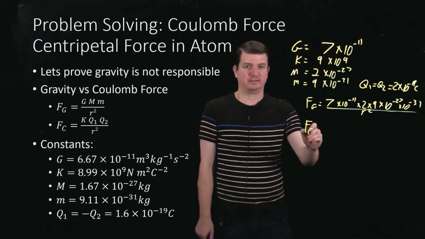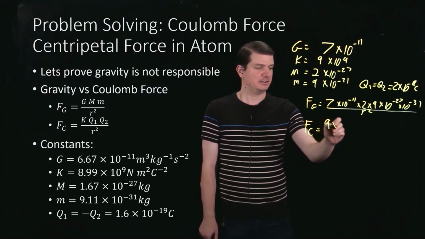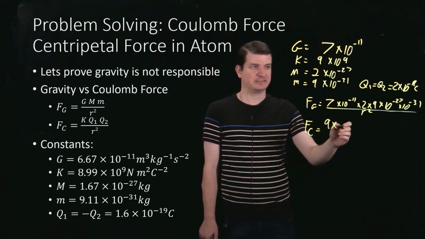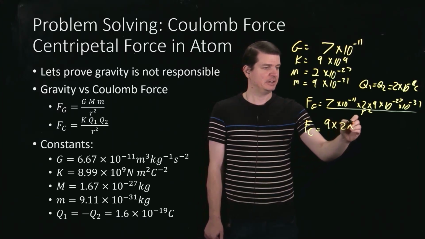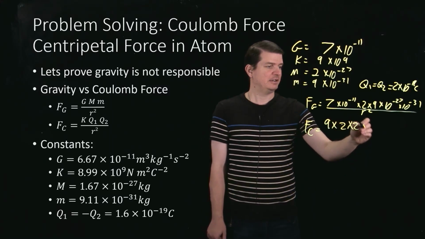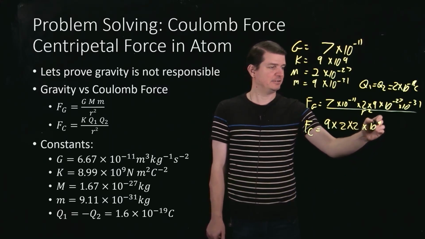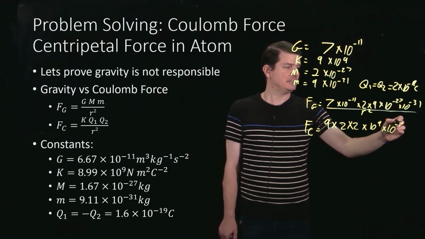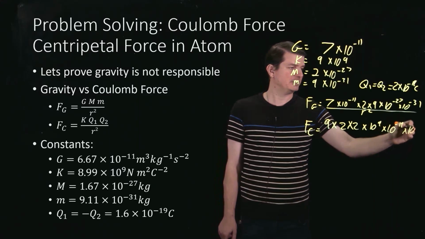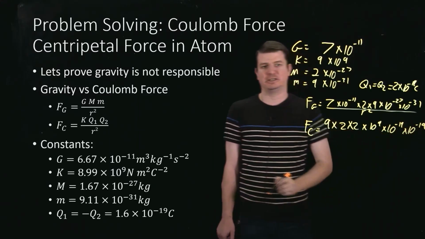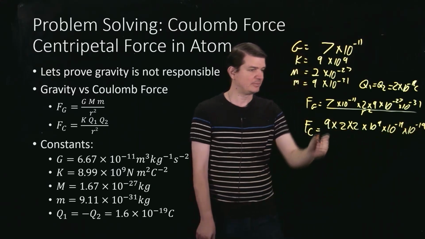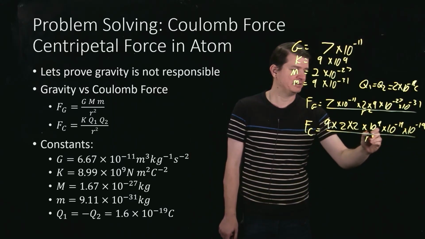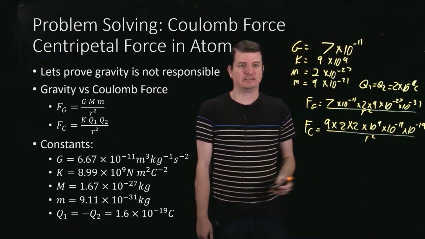Let's go ahead and do the other one. That's the 9, and now I'll collect all the numbers this time. Our q's are 2 and 2. And then all the powers: there was a 10 to the 9 from the k, a 10 to the minus 19 from one charge, and a 10 to the minus 19 from the other charge. And again, all on r squared. Then we can go ahead and start simplifying.